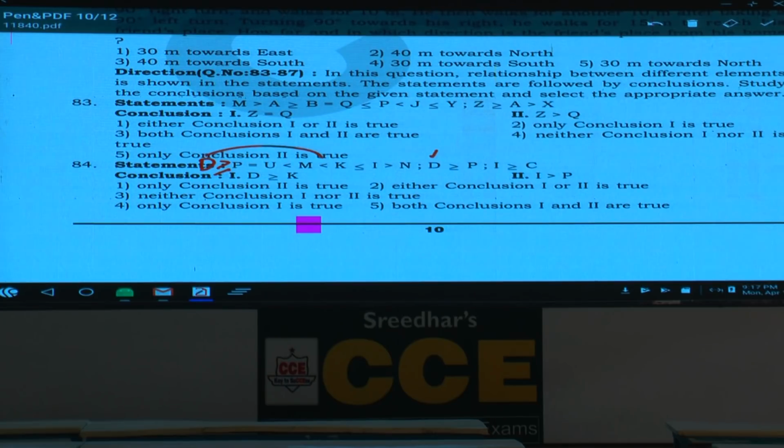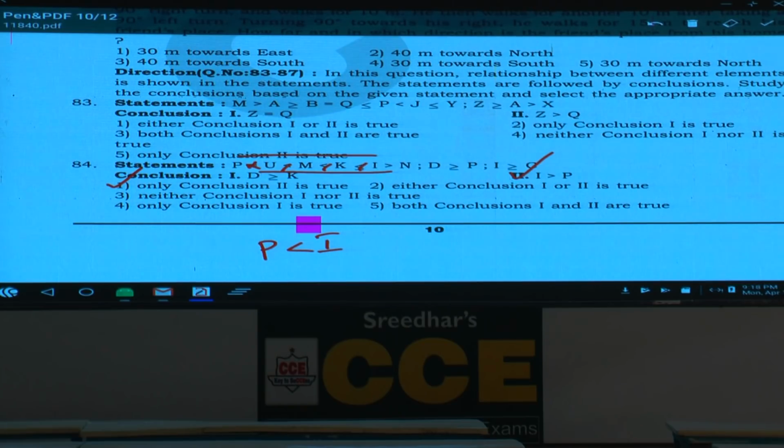Now between these two, if you observe here, there is one greater than and one lesser than, two opposite symbols, no relation can be drawn. Isn't it? Then coming to the second one, I and P. Where is I and where is P here? I is here and P is here. Now between P and I, forget about this equals to. Lesser than, lesser than, lesser than or equals to. Now tell me which symbol is common? Lesser is common. Hence P lesser than I is true, and in the reverse I greater than P is also true. Hence only conclusion 2 is true, choice 1. 84, it is choice 1.